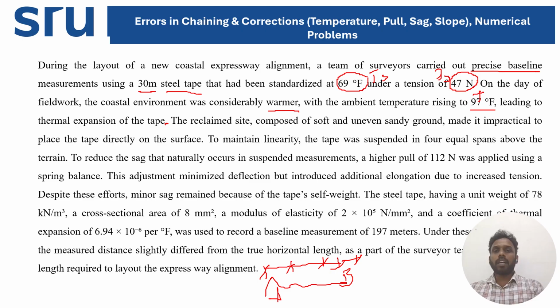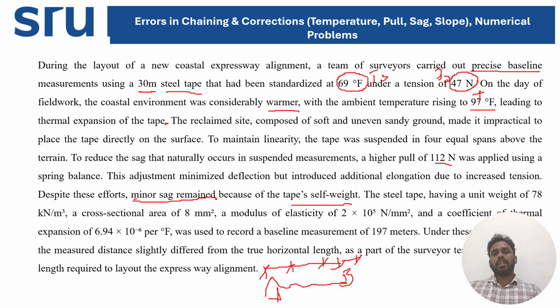A higher pull of 112 Newton was applied. The standardized pull is only 47 Newton, but the pull applied was 112 Newton during the suspended length. This adjustment minimized deflection but introduced additional elongation due to increased tension. Even though you are applying it, a minor sag remains, due to the self weight of your tape.